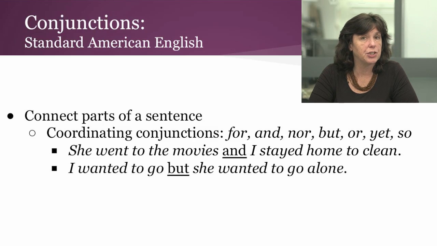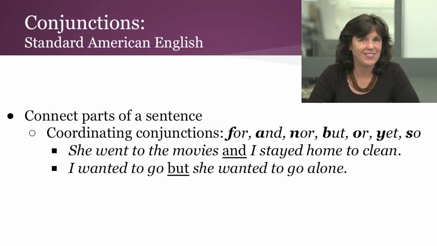The coordinating conjunctions are for, and, nor, but, or, yet, or so. They can be remembered with the acronym FANBOYS. It's important to note that each of the conjoins within the sentence, for example, "she went to the movies and I stayed home to clean," are of equal weight. They are both referred to as independent clauses, which we'll discuss further in Module 5.